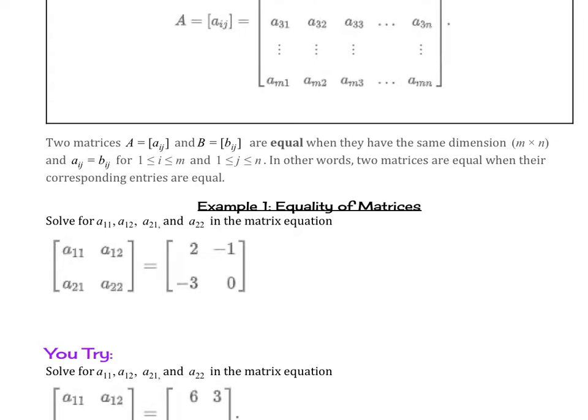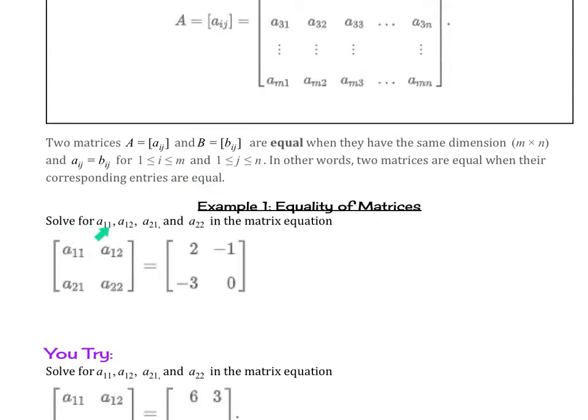We see that two matrices A equals A sub ij and B equals B sub ij are equal when they have the same dimension, m by n. And you see these other restrictions here. i is between 1 and m, and j is between 1 and n. In other words, two matrices are equal when their corresponding entries are equal.